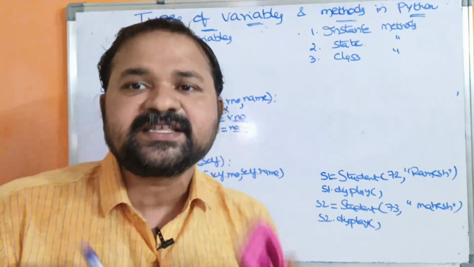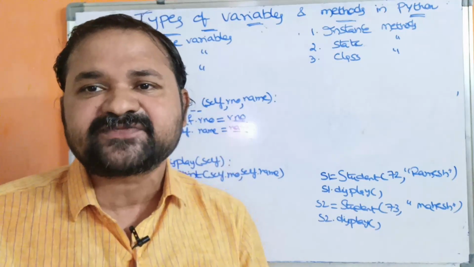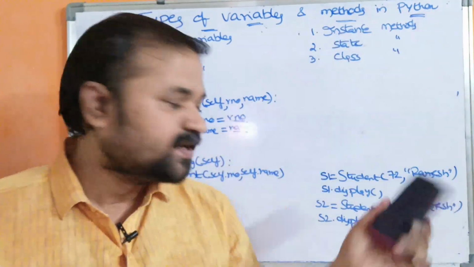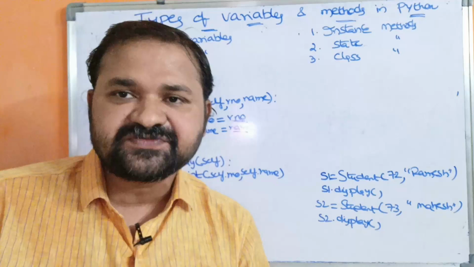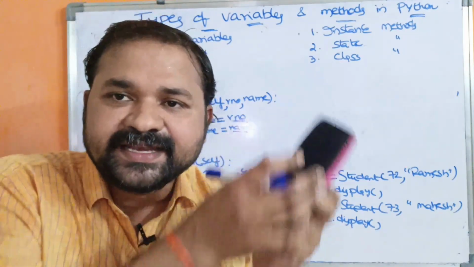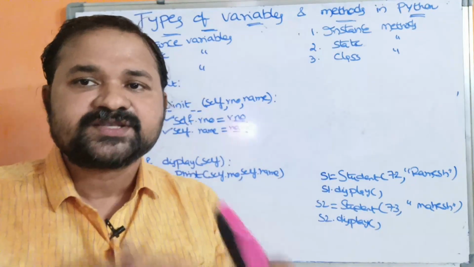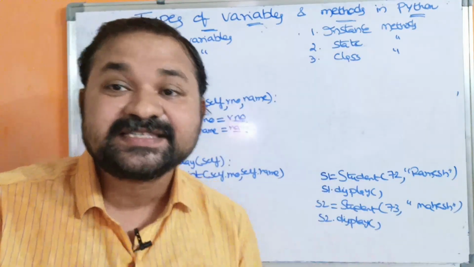So what is the need of an instance variable? If the value of the variable changes from one object to another object, then we can make use of the instance variable. And how do we access the instance variable? Instance variables are accessed in a constructor or in a method, and they are accessed by using the self keyword.